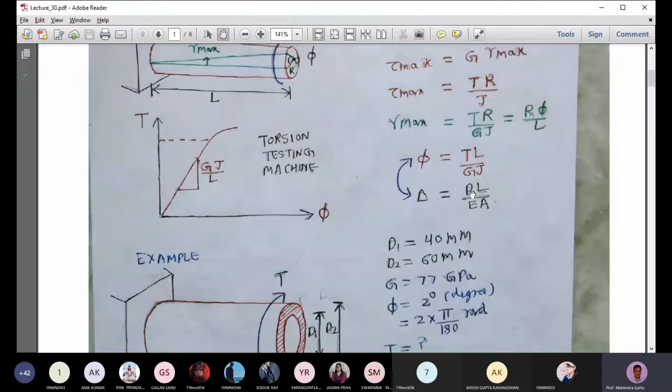Instead of the axial load P, we have the applied torque T, and instead of E and A, Young's modulus and area, we have the shear modulus and the polar moment of inertia, GJ.